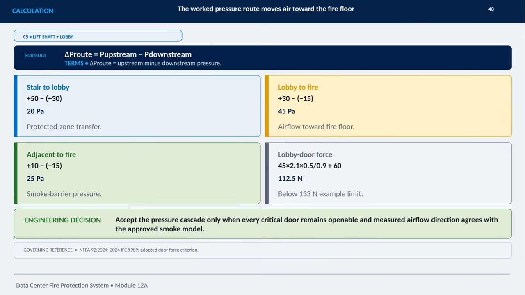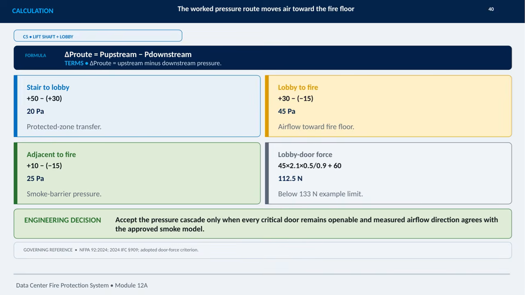From the lobby to the fire floor, plus 30 minus negative 15 produces 45 pascals, which is the key airflow path toward the fire. The adjacent to fire condition is plus 10 minus negative 15, or 25 pascals, providing the smoke barrier pressure. The slide also checks whether the lobby door can still be opened.